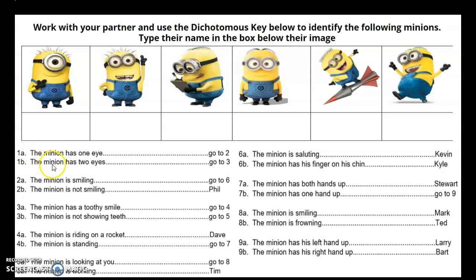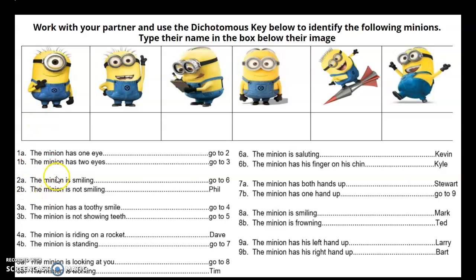Okay, so my two statements for number one are the minion has one eye or the minion has two eyes. I'm going to check based off of the observable traits. Again, remember what I can see from the minion, and I'm going to decide which one of these matches my minion. Well, it's going to be 1A. The minion has one eye. That's what matches this little guy here. So I'm going to look over to the right, and it tells me to go to number 2. Okay, so then I'm going to go to number 2.